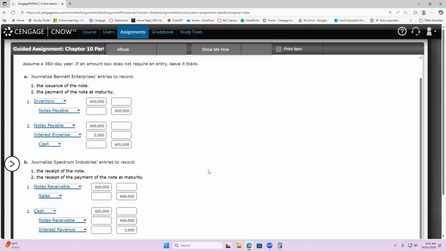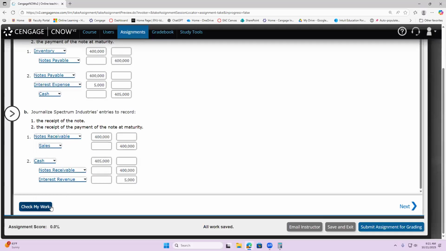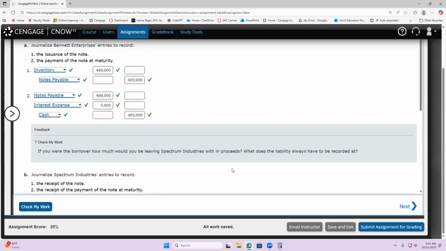So that's just meant to sort of illustrate what the parties on either side of a loan transaction look like. Okay. Hopefully that's not too bad. That's pretty doable. Check our work, make sure I didn't screw it up. I didn't.